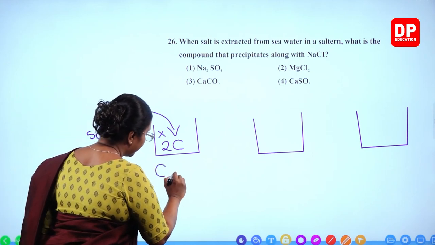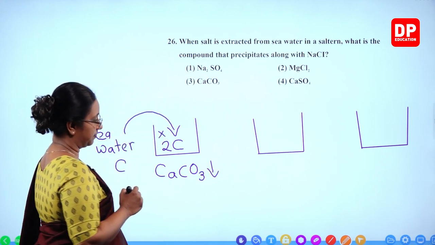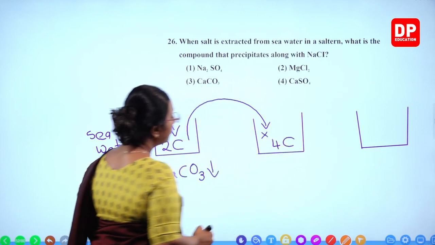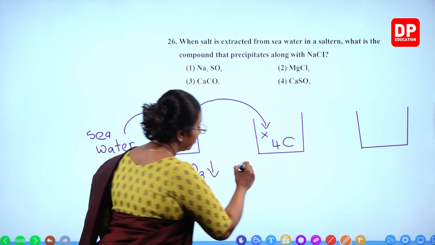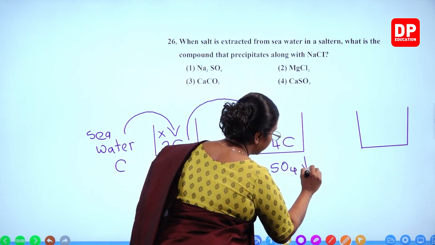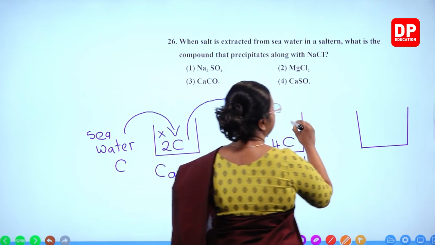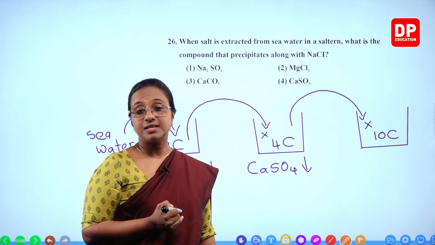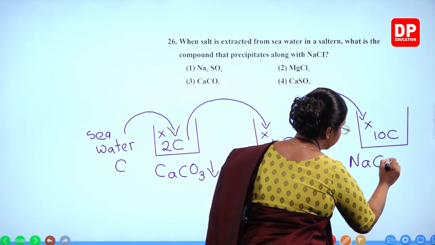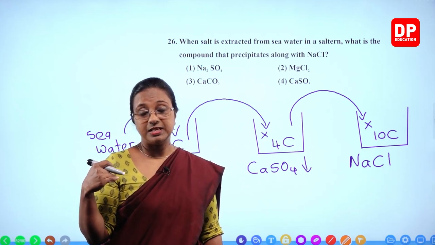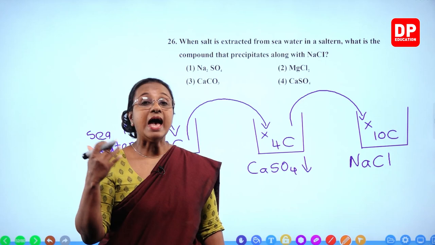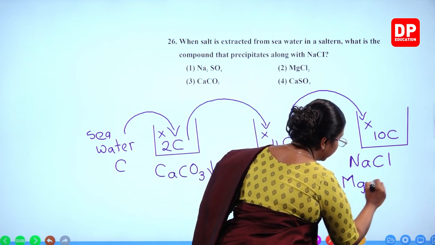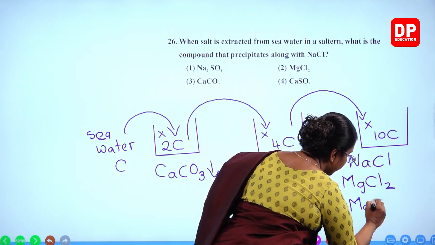Then there is the calcium carbonate that precipitates in the first tank. Then from there, the seawater is passed to the second tank where the concentration becomes 4 times the initial concentration. Then you all know it is calcium sulfate that precipitates in the second tank. Then from there, we transfer that seawater into the third tank where the concentration becomes 10 times the initial concentration. Then sodium chloride precipitates. But while sodium chloride is precipitating, again the concentration increases a little bit more. At the same time, in addition to sodium chloride, there are 2 more salts that are precipitating there. That is magnesium chloride and magnesium sulfate.